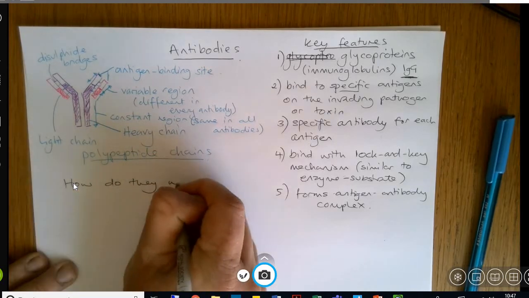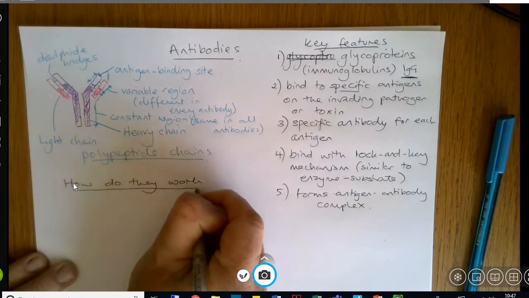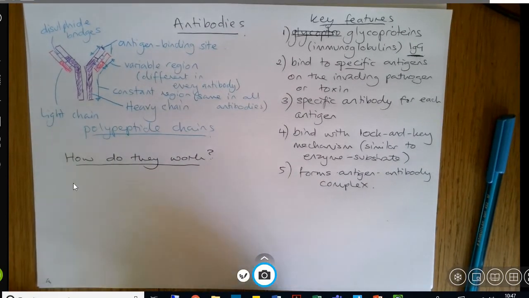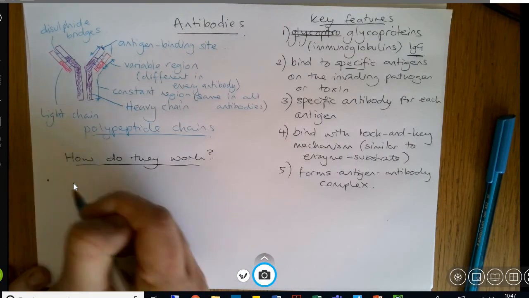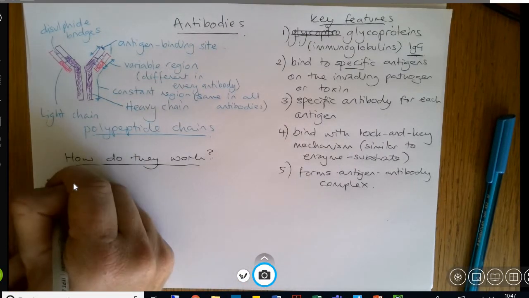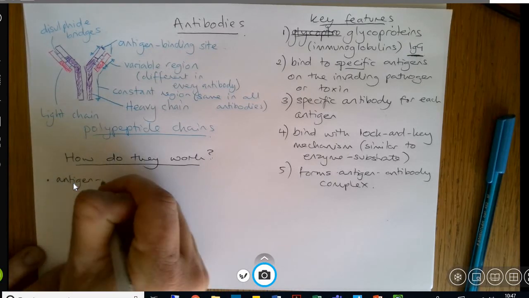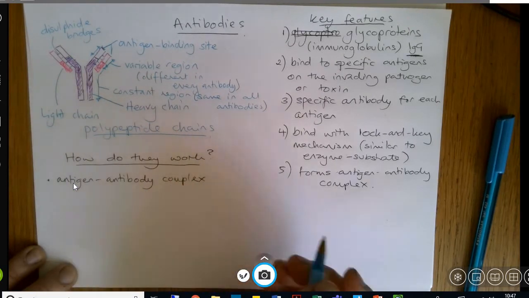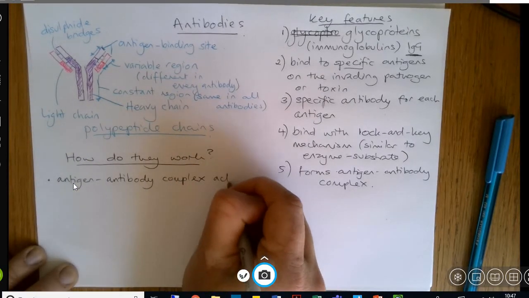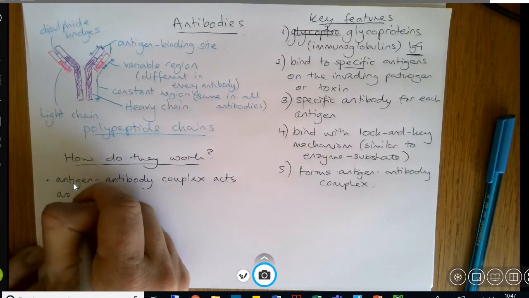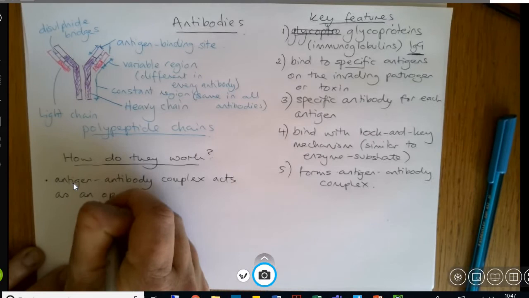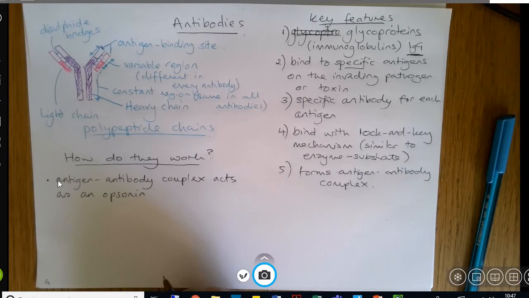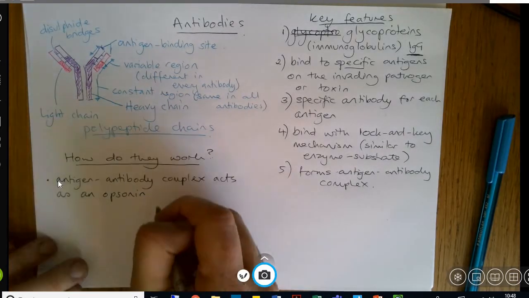Now, a couple of other things. How do they actually work? So, a few key points. First of all, the antigen antibody complex acts as something called an opsonin. What this means is it makes the complex easy to be engulfed.